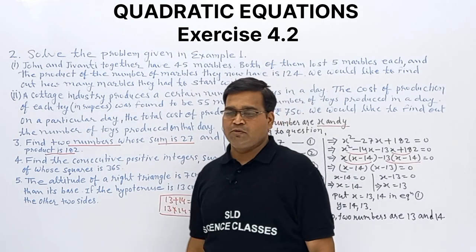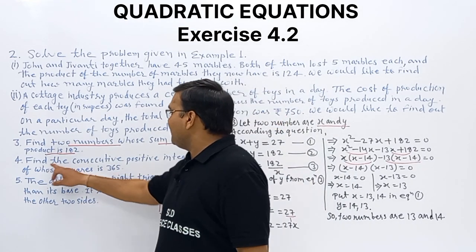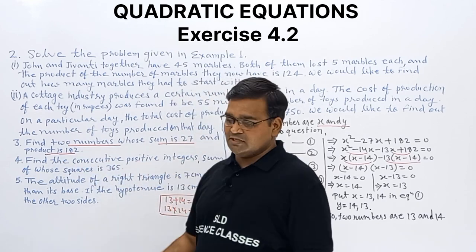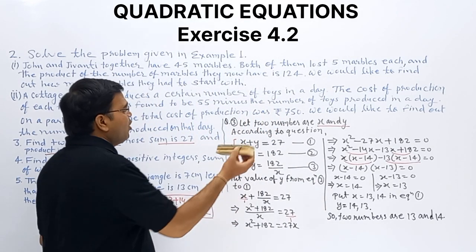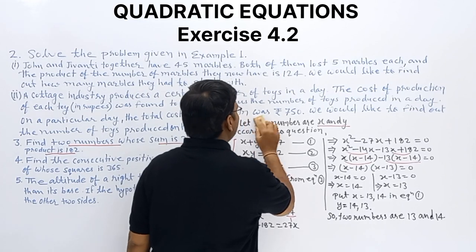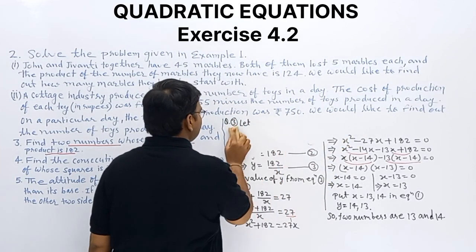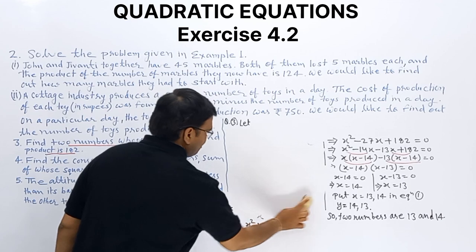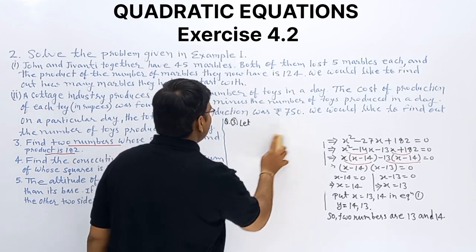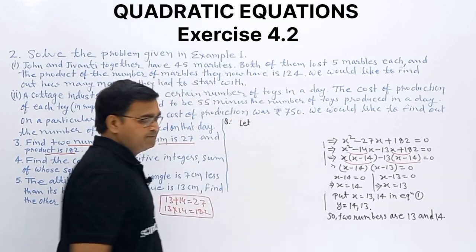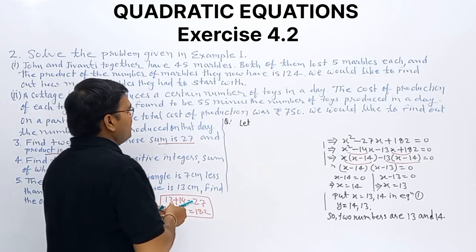Observe question number 4. What is the question? Find the two consecutive positive integers. Observe carefully. We want two consecutive positive integers. So what will we do? Observe. Question number 4 I am taking. What is question number 4?